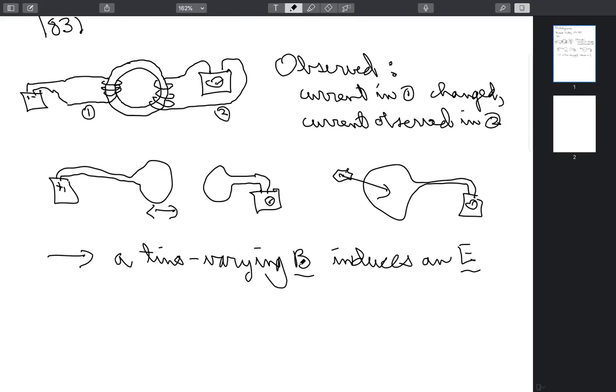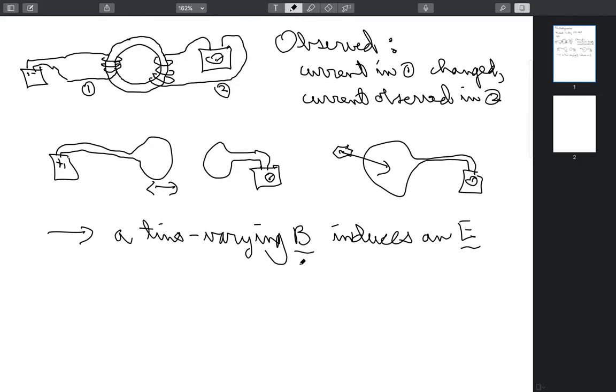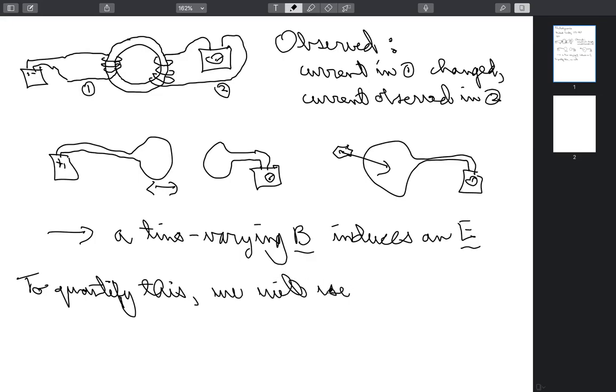The way to define this or to talk about this in more detail uses a little concept that we're just going to introduce now. Okay, so to quantify this, we will use the concept of the electromotive force. Okay.